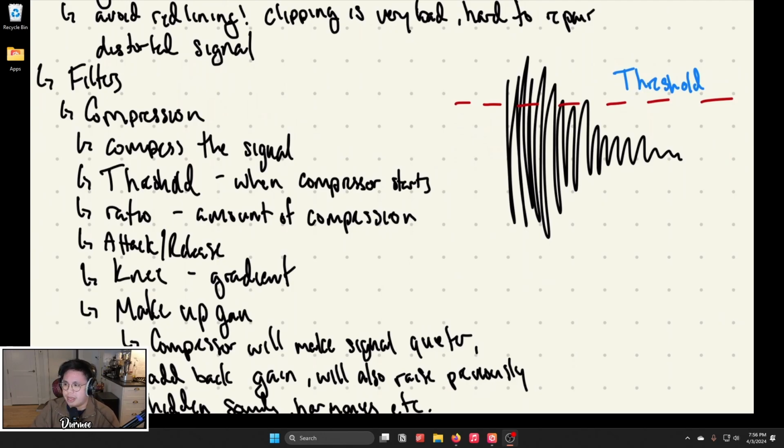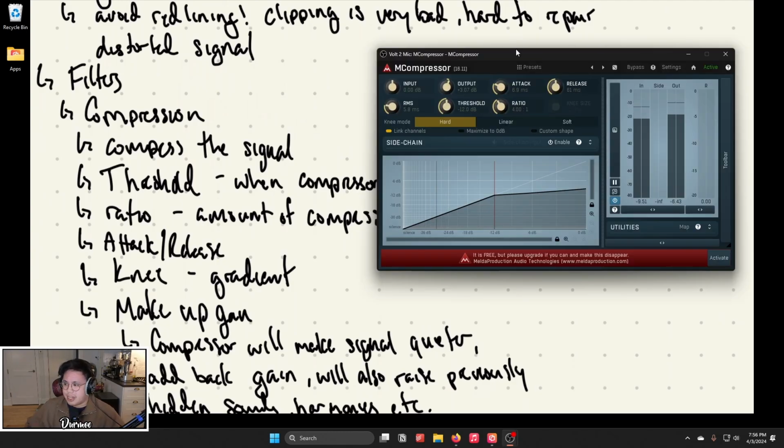Because the ones in OBS have no visuals to them, and visuals are really important when it comes to this type of stuff, and also just helps. So we have a couple of settings here in a compressor. You can see here there's this thing called a threshold.